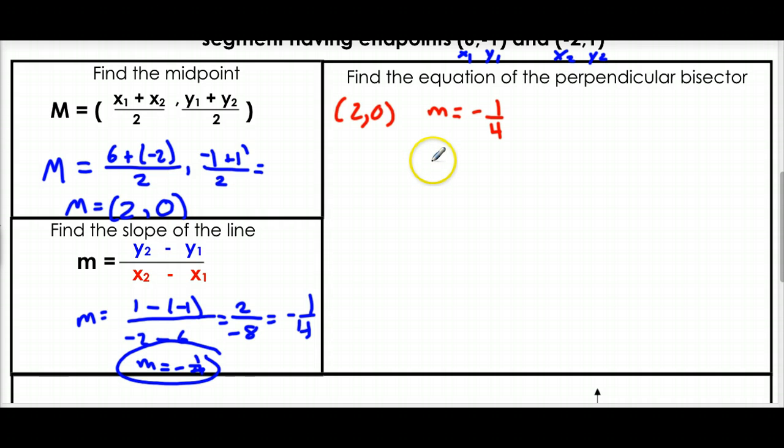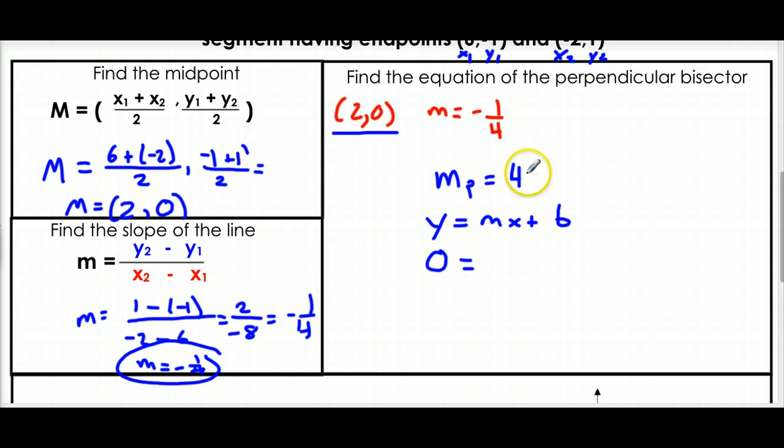So we just have to do what before. How do we find the perpendicular line that goes through this point and is perpendicular to this line? Well, first let's state the perpendicular slope. I'm going to call this m_p. The perpendicular slope is the opposite reciprocal, which is just 4. Now we're going to do y equals mx plus b, and we're going to plug in the information we know. We know it's going to have to go through this point, so it has a y of 0 equals a slope of 4.